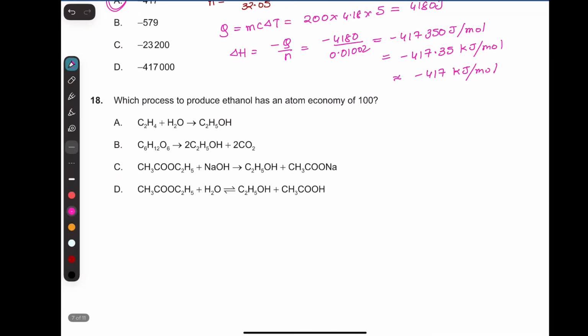Next, which process to produce ethanol has an atom economy of 100%? Atom economy of 100% is only achieved if you have a single product. Answer would be A. If you have more than one product, then you have byproducts, so atom economy cannot be 100%. So it's only 100% if you have a single product.